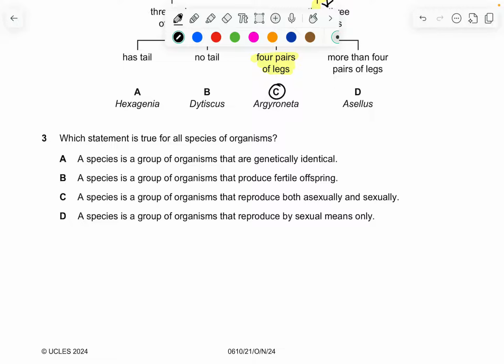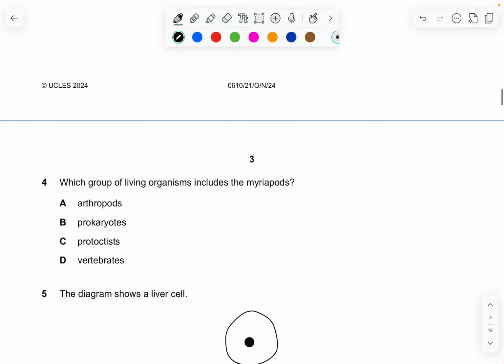Question 3. Which statement is true for all species of organism? A species is a group of organisms that are genetically identical. Wrong. A species is a group of organisms that produce fertile offspring. Sounds very correct. C. A species is a group of organisms that reproduce both asexually and sexually. Nope. A species is a group of organisms that reproduce by sexual means only. This is also wrong. So the answer is B.